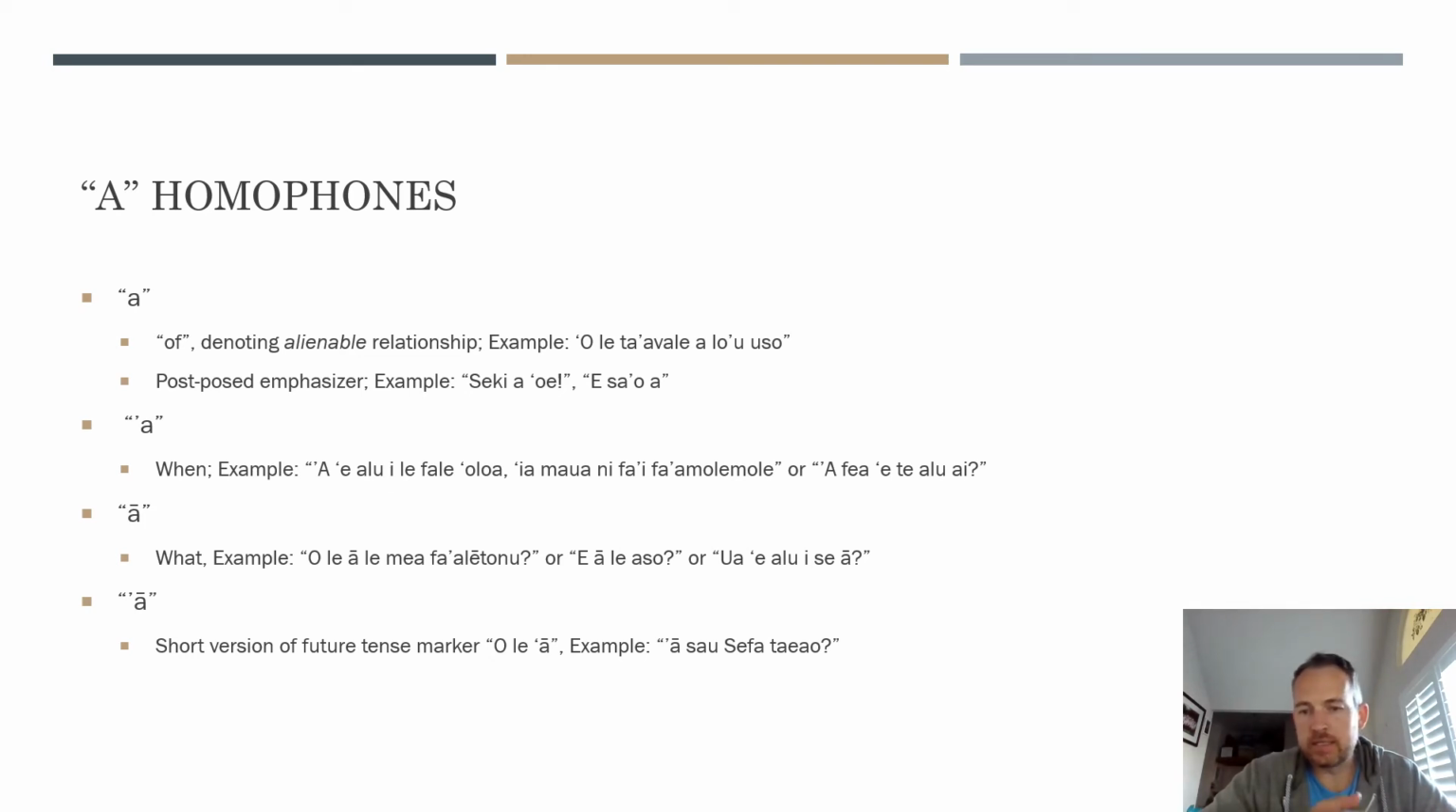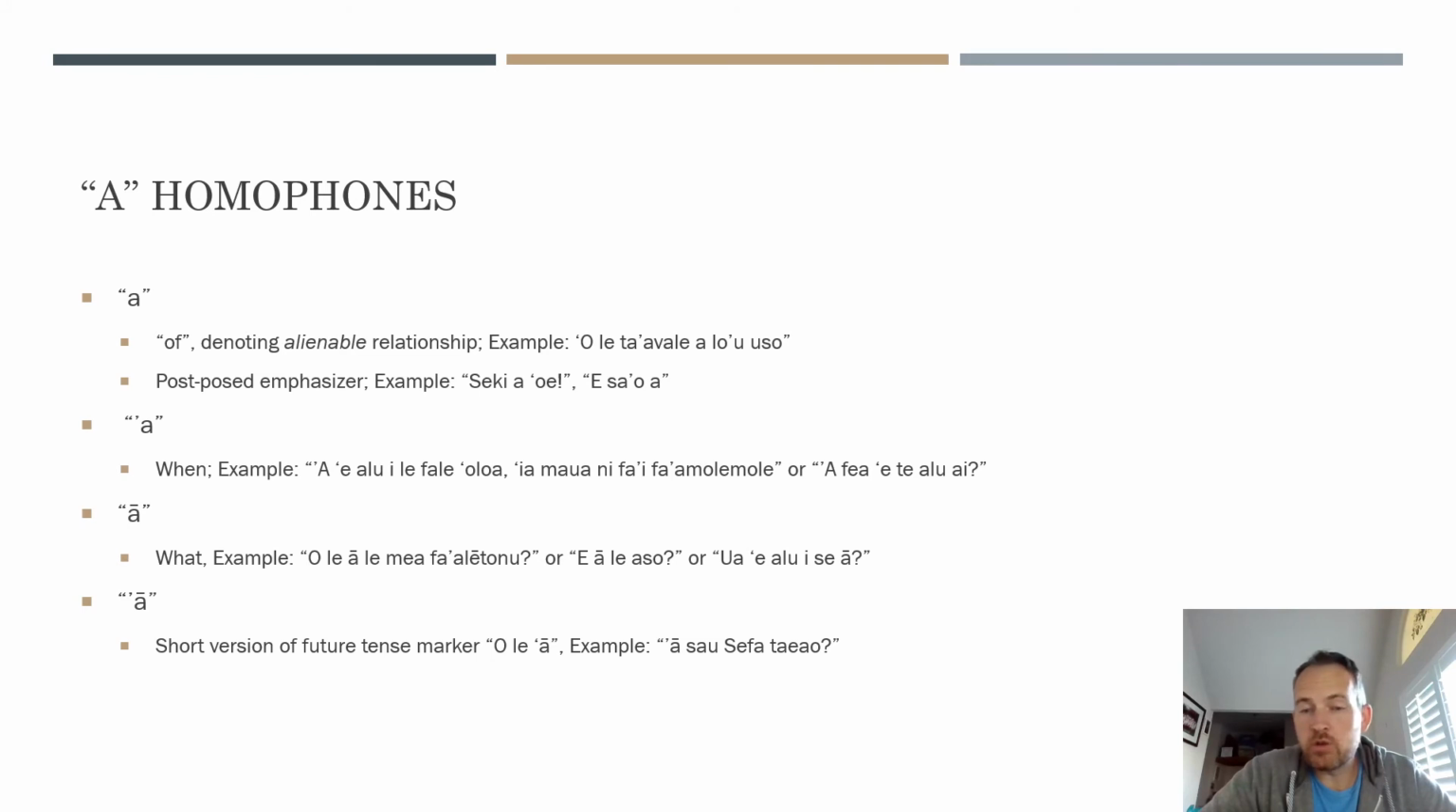So in this case, the sentence I have here is "Ore ta'avale alo uso." This means it is the car of my brother, or if you're a girl speaking, it'd be of your sister. But again, ta'avale is not part of you. You can sell it. So the relationship should be alienable, and that's why we're using a here instead of o.